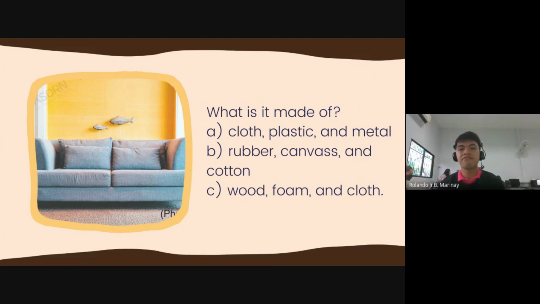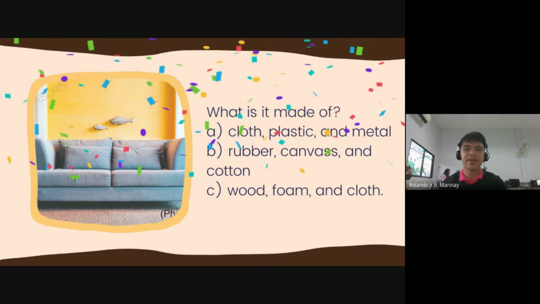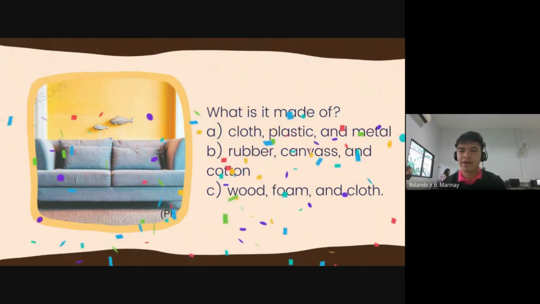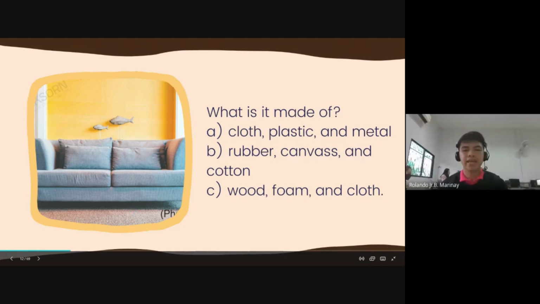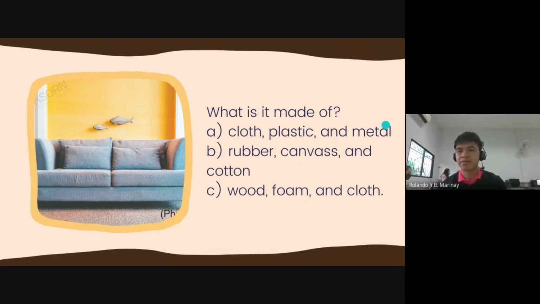C, wood, foam, and cloth. Okay, that answer is correct. It's letter C. Very good, Ayun. Okay, it is a sofa, and the sofa like this in the picture is made of wood, foam, and cloth.